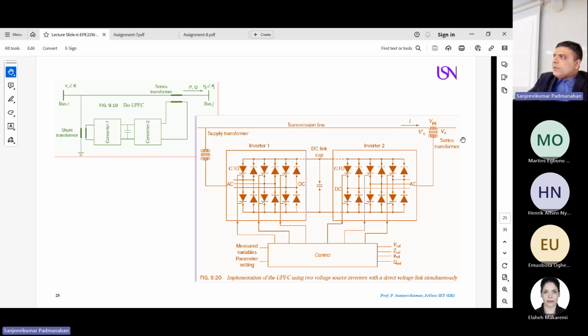So I can compensate in series. I can compensate in parallel. The parallel compensation is called STATCOM. Series compensation is called SSSC, the static series synchronous compensator. I can control my transmission. What is the challenge in the present world? And this is controlled by a digital controller.